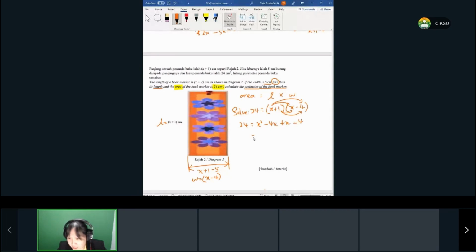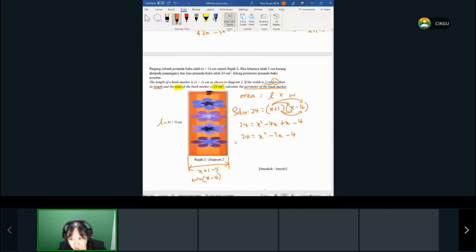Is it Vignesh? Okay, let me try. So x squared, yes, -4x plus x, -3x, minus 4. The other side has 24. Okay, yes, I agree. Yeah. Okay, I got the same thing as you. That's good. So, same thing.